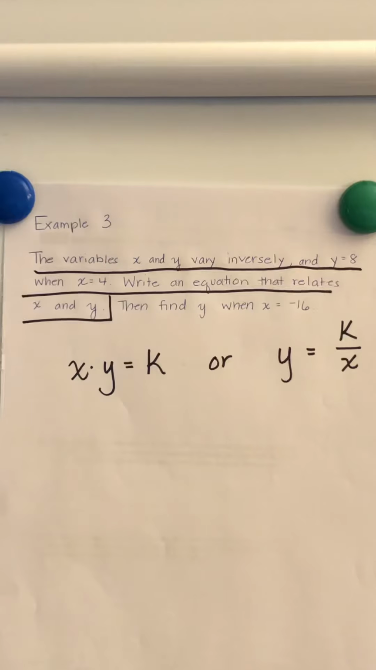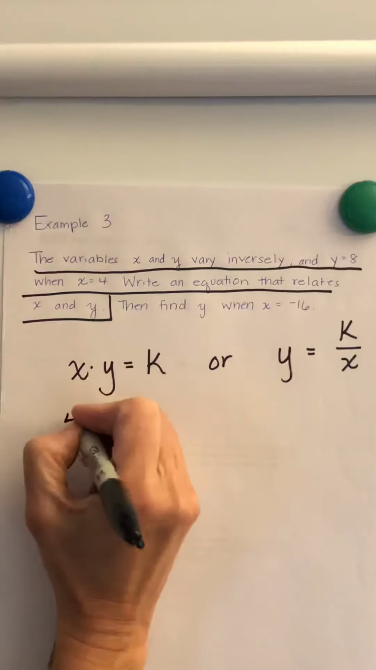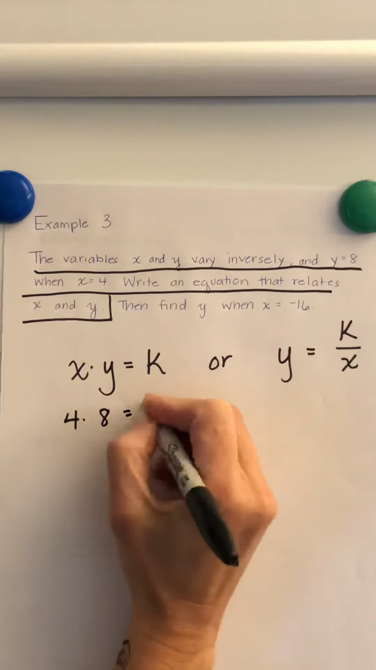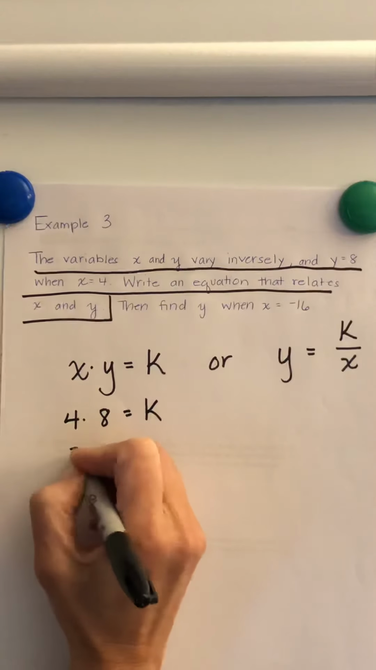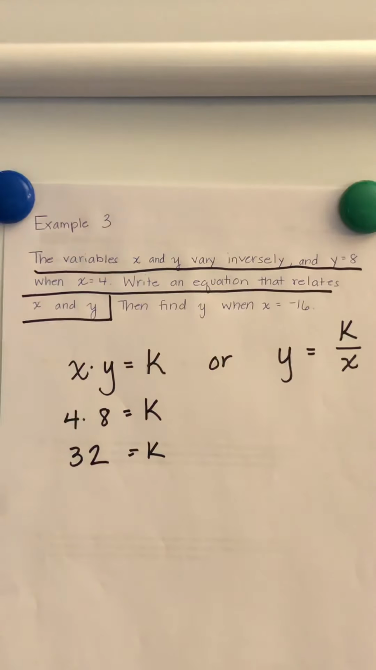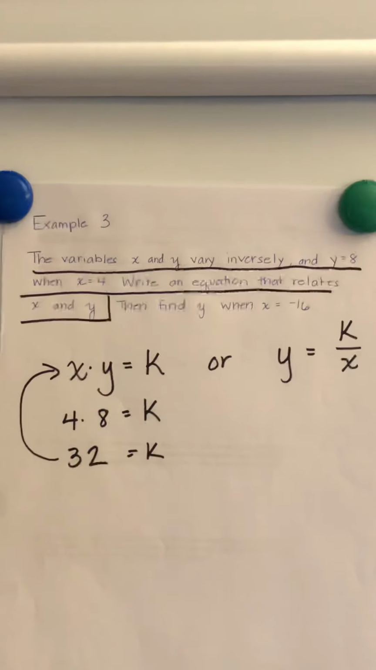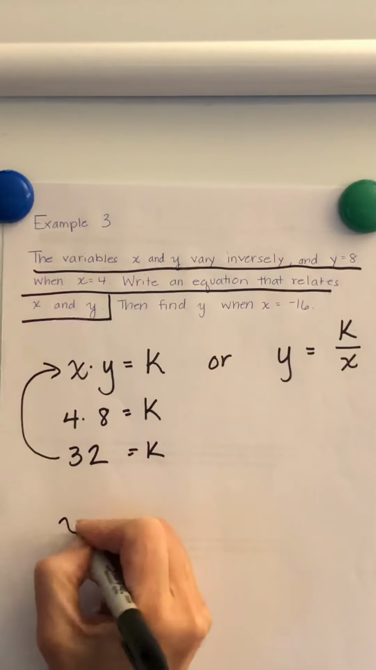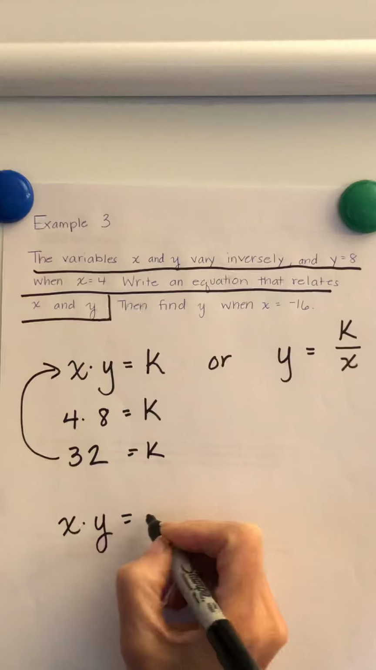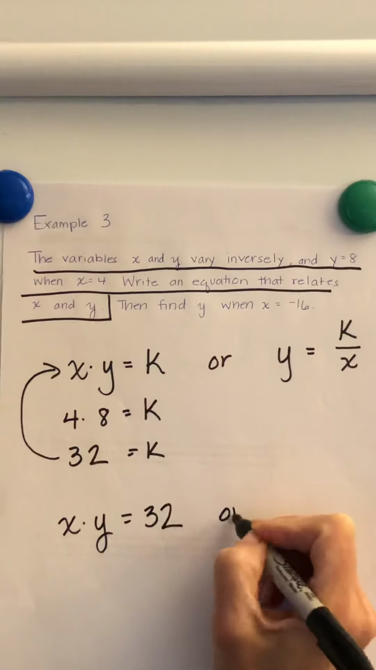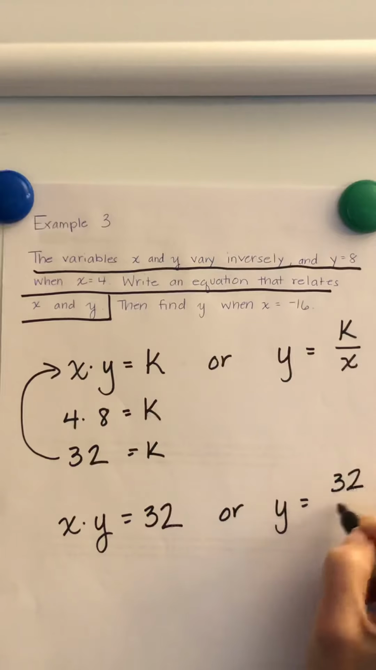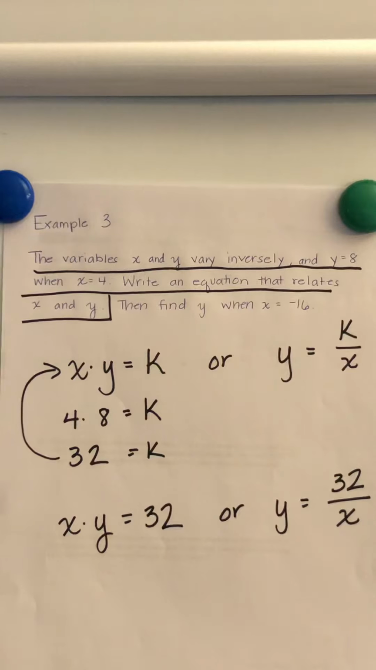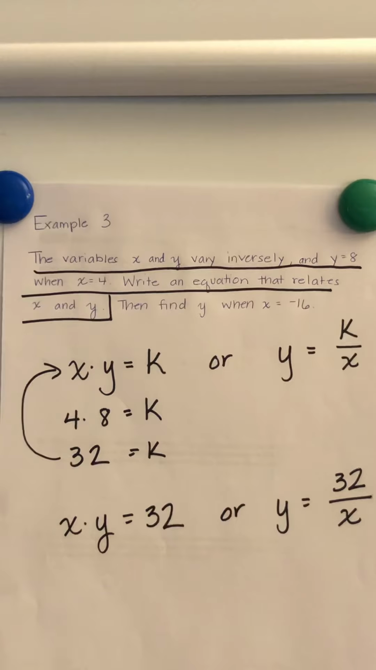I'm going to go ahead and plug in the x and the y. I know the x is 4 and the y is 8. So in this case, I get k is equal to 32. Now, I'm going to plug that back in so I have an equation. Remember, an equation always is in an x and a y. So my equation is x times y equals 32, or y equals 32 over x. That answers the first part of this question. Write an equation that relates x and y.